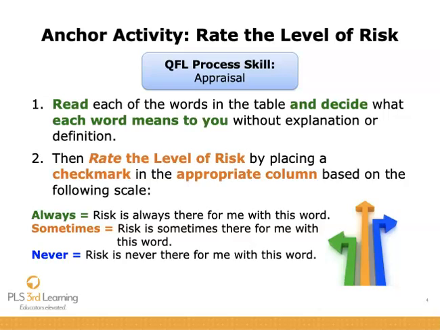Let's examine the reaction you have to certain words. Read each of the words in the table on page 163 and decide what each word means to you without explanation or definition. Then rate the level of risk by placing a check mark in the appropriate column based on the scale. Always equals risk is always there for me with this word. Sometimes, risk is sometimes there for me with this word. Never equals risk is never there for me with this word.